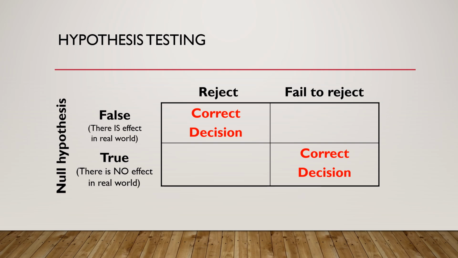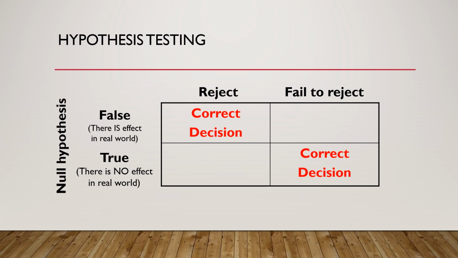And then the two column options we have are what we gather from and what we decide from our study, either to reject the null hypothesis or to fail to reject the null hypothesis, to say there is an effect or to say, yeah, indeed, there is no effect. And you can see that the two options there, the two cells, have the correct decision.